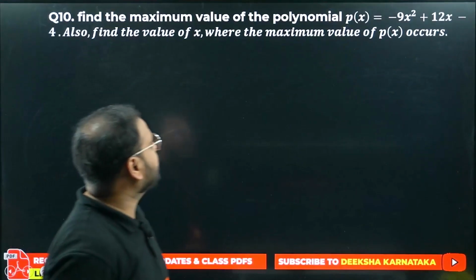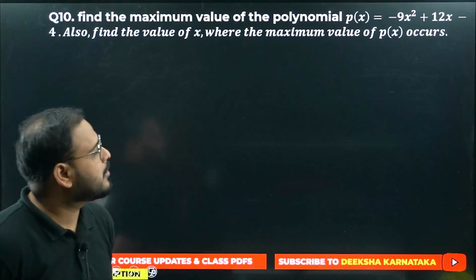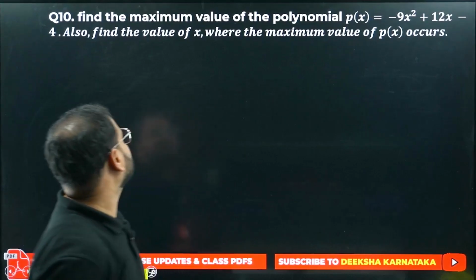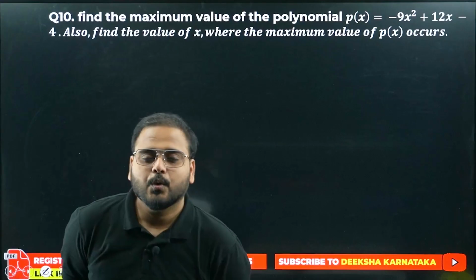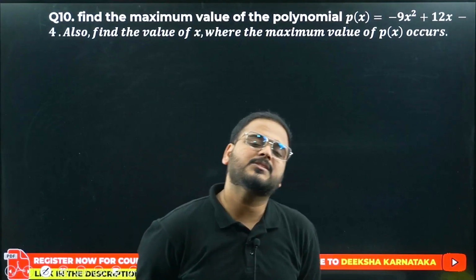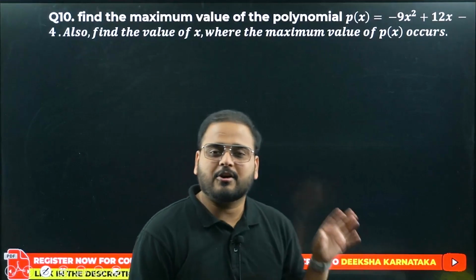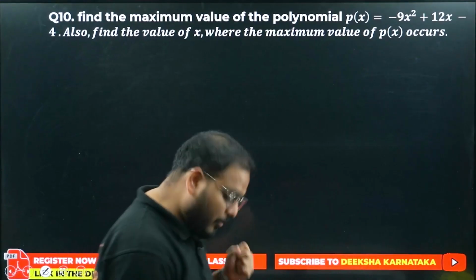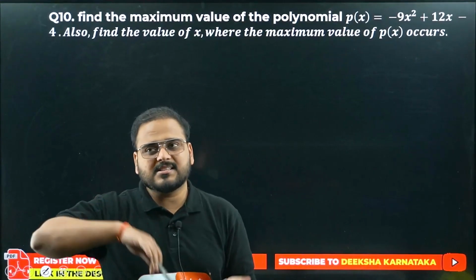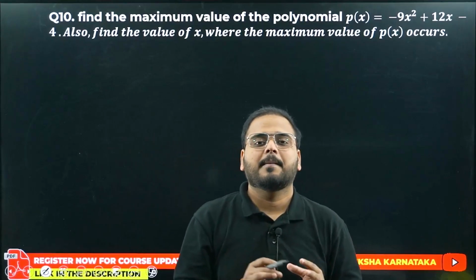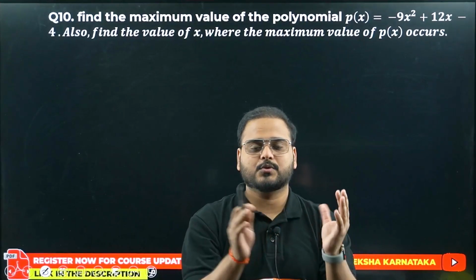Find the maximum value of the polynomial P(x) equals to minus 9x square plus 12x minus 4. Okay, now understand this. Maximum value means what? Minimum value means what? It means the boundary has to be there. So how will you define a boundary? So it is easier if you can somehow make it a whole square.